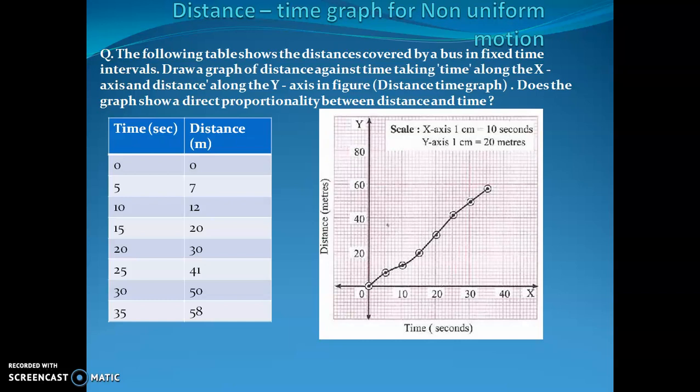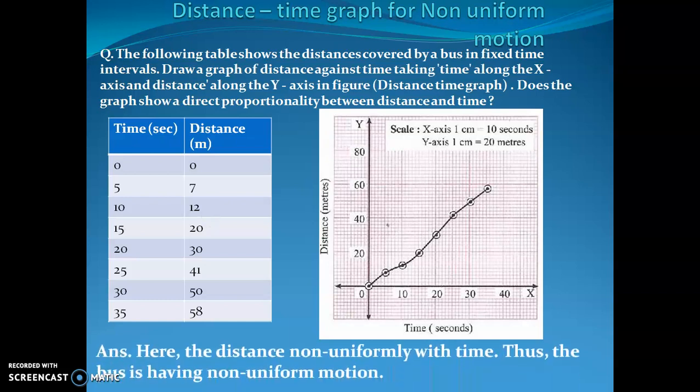So you can see from the graph that it is not a straight line, but it is kind of a curved or a crooked line. Of course, this is not a straight line graph. So what can we infer from this? The distance changes non-uniformly with time. Thus the bus is having a non-uniform motion.